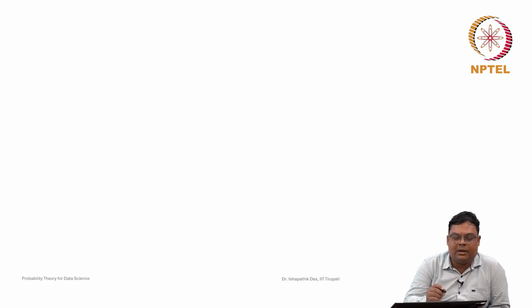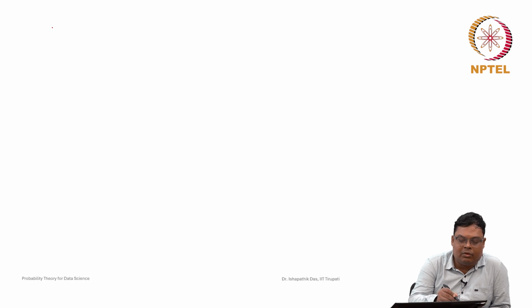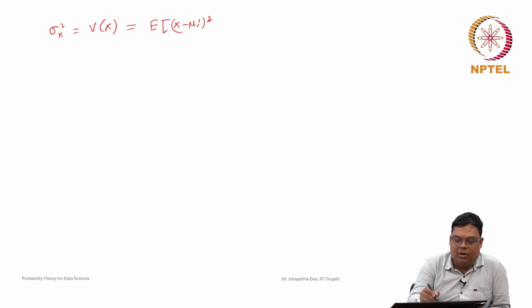Now, we will find the variance. For finding the variance we need second order moments. We know that the variance of x, sigma square, by definition is the expected value of x minus mu 1 dash, whole square. In the simplified form we will use here, this is nothing but mu 2 dash minus mu 1 dash whole square.